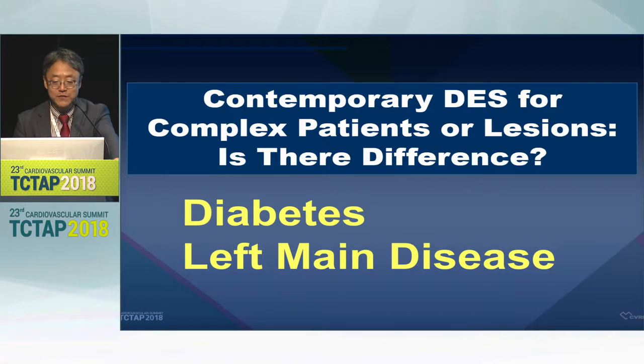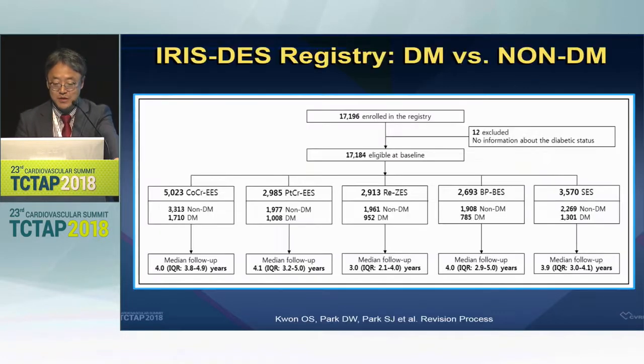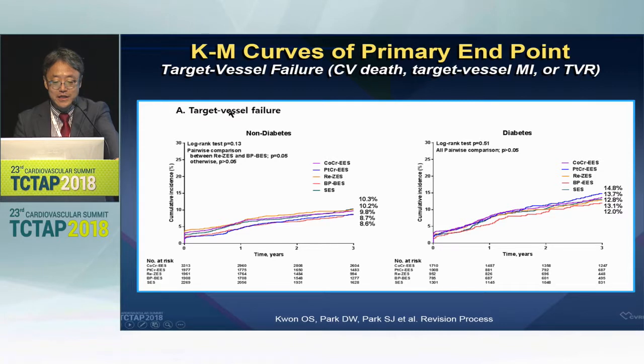Is the contemporary drug-eluting stent suitable for complex patient or lesion characteristics, such as diabetes and left main disease? Looking at diabetics, there are many reports showing differential response in diabetic patients after first- and second-generation drug-eluting stents. To evaluate any diabetic impact, we divided diabetic and non-diabetic patients in each stent-specific registry. We looked at target vessel failure, cardiovascular death, and target vessel MI and TVR. This is non-diabetic patients, this is diabetic patients. Overall, there was no statistical difference in each comparison of the contemporary drug-eluting stents.